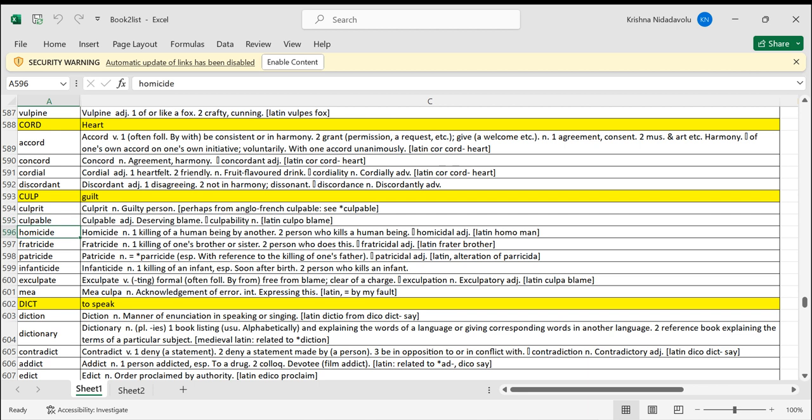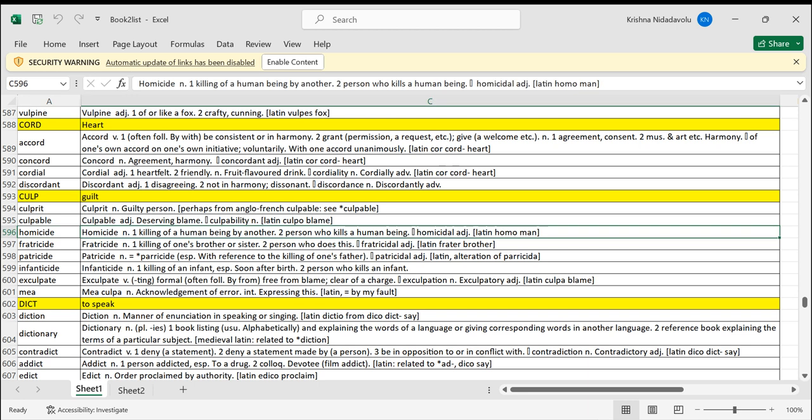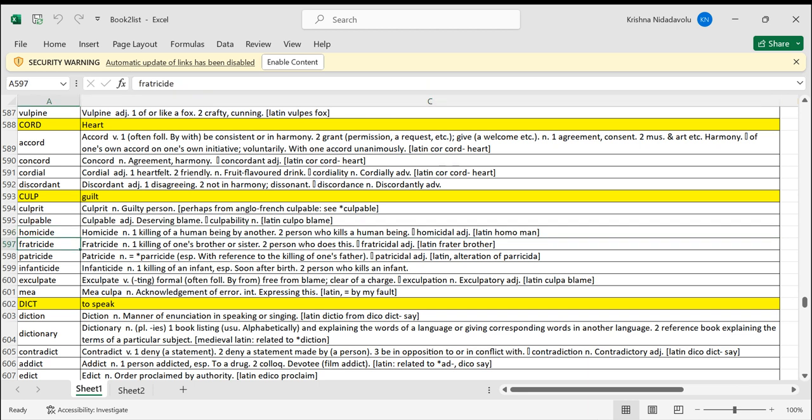Culpable homicide. Okay, side, we had discussed this earlier. Side is actually equal to killing. Homicide, homo is man, homo sapiens is man. Killing of a human being by another human being. This is called homicide. Fratricide is killing one's brother or sister. Side, you remember this. Side is related to murder or killing. Frater, in Latin, is brother.